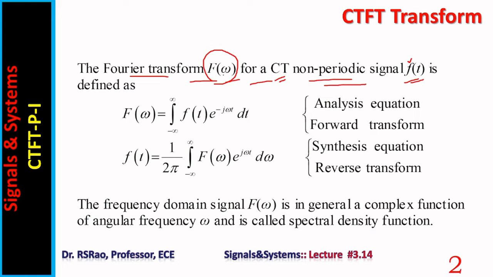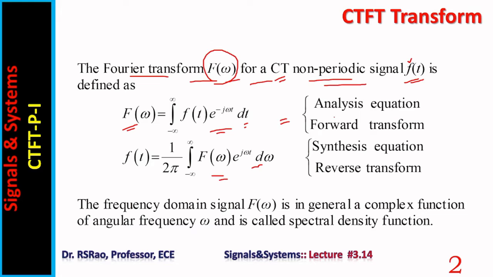Right now, the Fourier transform of f of t, F of omega, by definition is integral minus infinity to plus infinity f of t e power minus j omega t dt. This relation gives the frequency domain signal from the time domain signal. Another relation is also given. This relation gives the time domain signal from the frequency domain signal. f of t is equal to 1 by 2 pi integral minus infinity to plus infinity F of omega e power j omega t d omega.